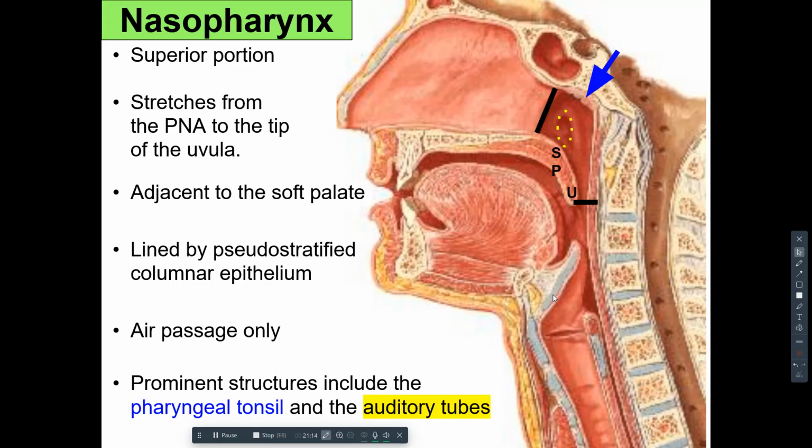So let's talk about that nasopharynx first. The nasopharynx is the superior part of the pharynx, going from the posterior nasal aperture all the way down to the tip of the uvula. Soft palate is here. Uvula is the hangy down part. The lining of this cavity would be pseudostratified columnar epithelium, because this is a respiratory only passageway. Prominent structures include the pharyngeal tonsil, which is on the back here, as well as the auditory tube, which is a passageway right there.